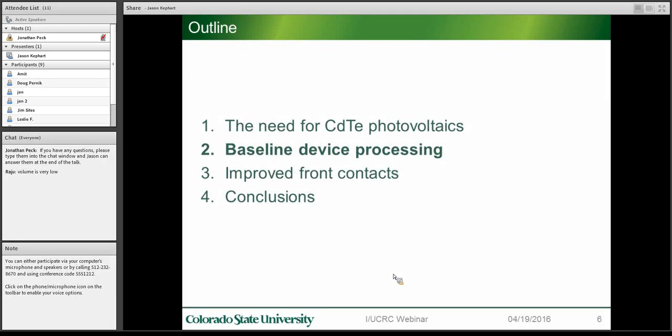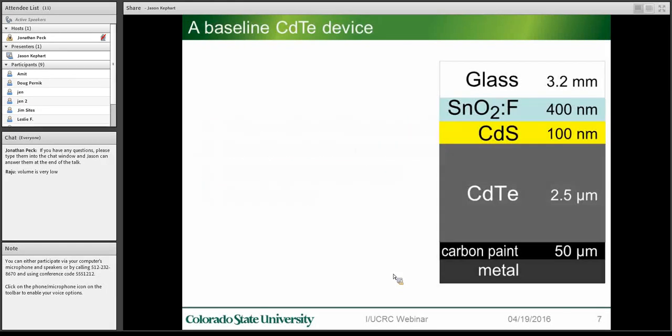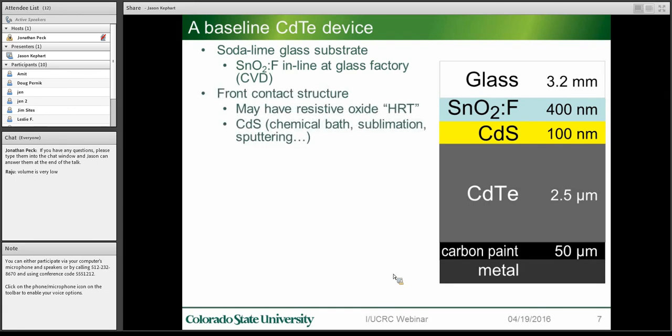I'd now like to discuss how we make our baseline devices in our lab. Here's a schematic of a baseline device, and it starts with a piece of soda-lime glass that's coated with fluorine-doped tin oxide. This TCO material is very low cost and robust, and it's actually deposited at the glass factory. The front contact structure, which is responsible for collecting electrons from the device, almost always has a cadmium sulfide layer, and this can be deposited by a variety of techniques. And it also has a high resistive transparent layer sometimes, which is an oxide that goes between the TCO and the cadmium sulfide.